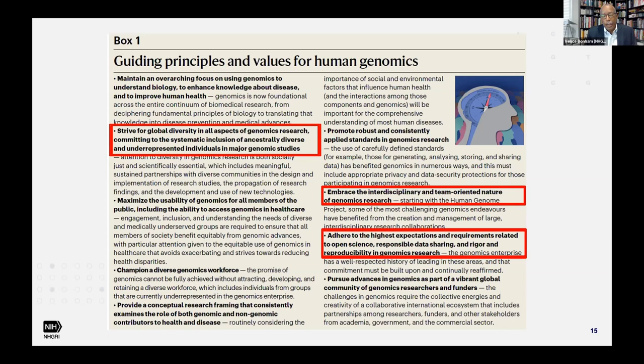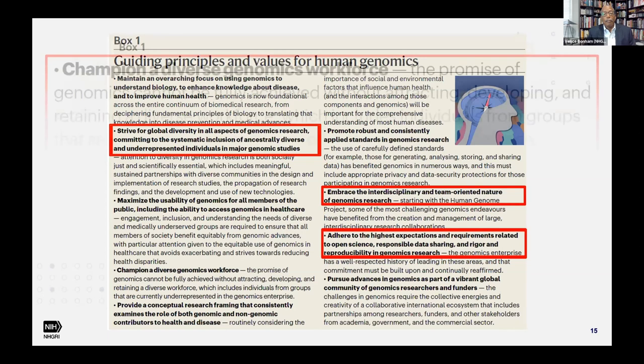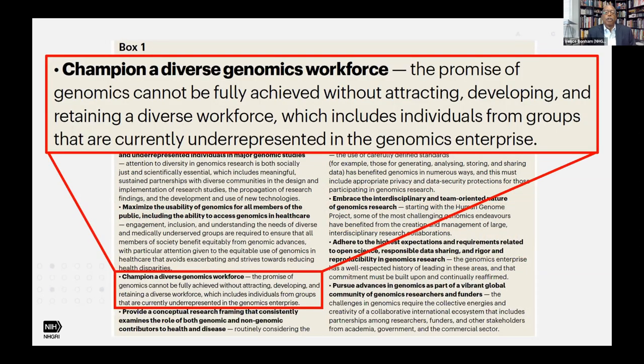But there's a fourth guiding principle that I want to highlight and that I want to spend my couple minutes focusing in on with you. And that is to champion a diverse genomics workforce. We say in the guiding principles, the promise of genomics cannot be fully achieved without attracting, developing, and retaining a diverse workforce, which includes individuals from groups that are currently underrepresented in the genomic enterprise.